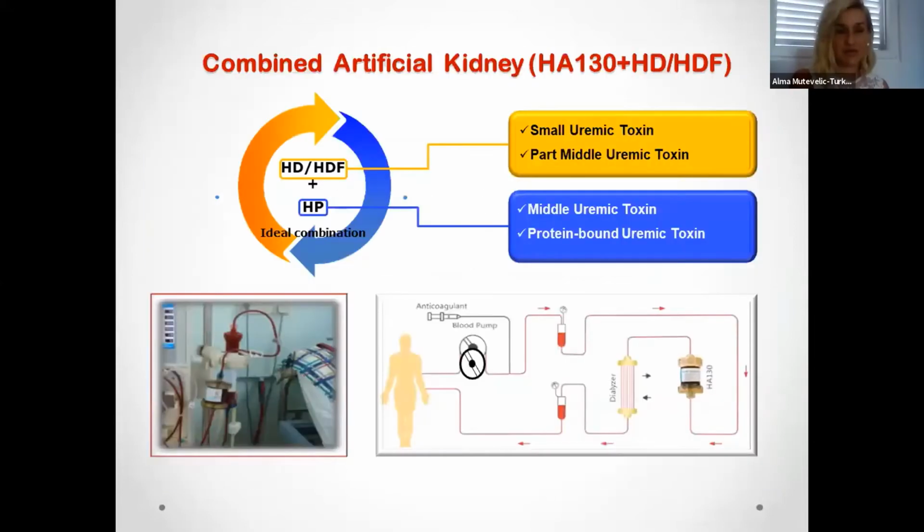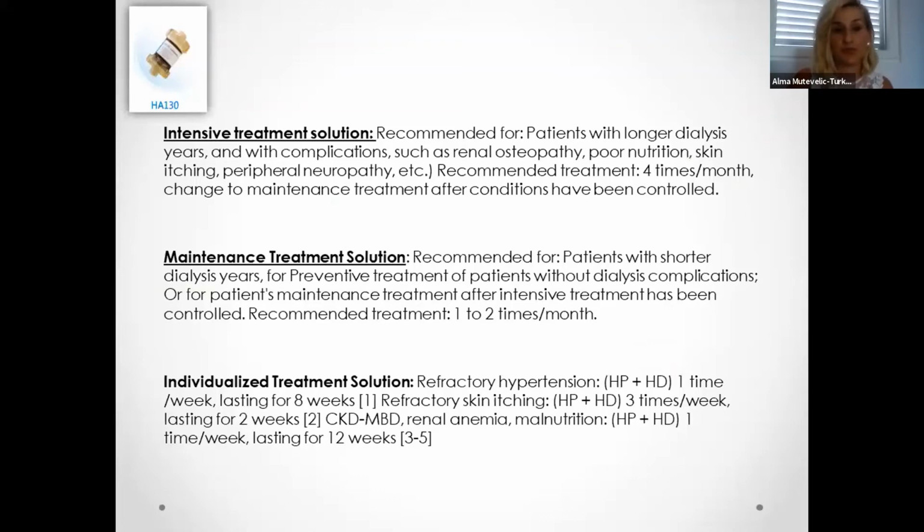For example, I gave you this slide because it shows an ideal combination, not just for removing small uremic toxins and part of the middle uremic toxins by hemodialysis and hemodiafiltration. They are also, together with hemoperfusion, excreting middle uremic toxins and protein-bound uremic toxins. There are different indications for patients who will receive hemoperfusion, and therefore there are 3 types of treatment solution. As you can see on these slides, those are the intensive treatment solution, maintenance treatment solution, and individualized treatment solution.